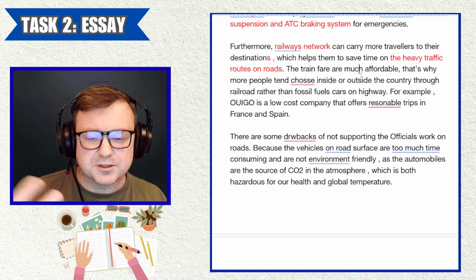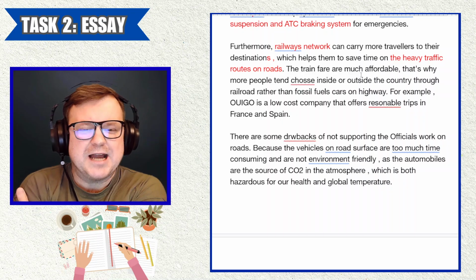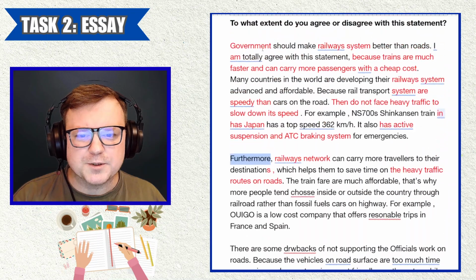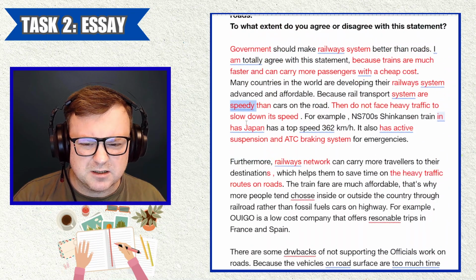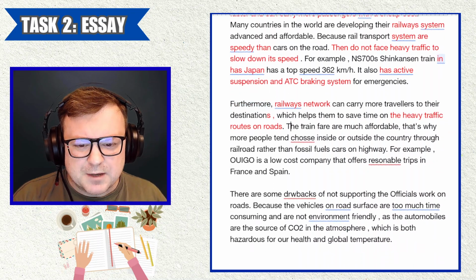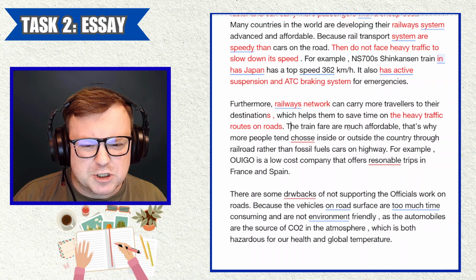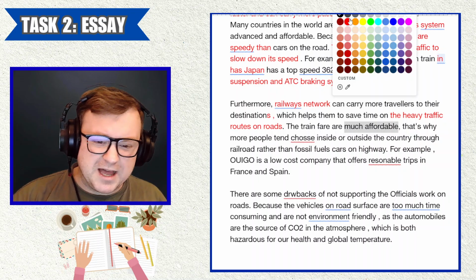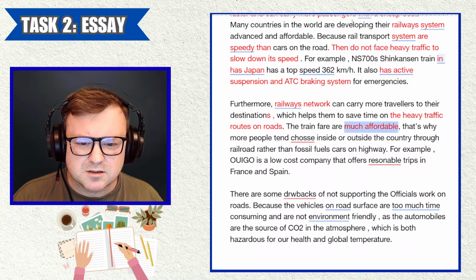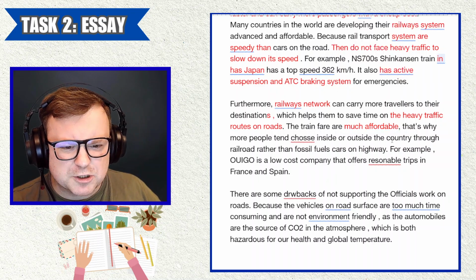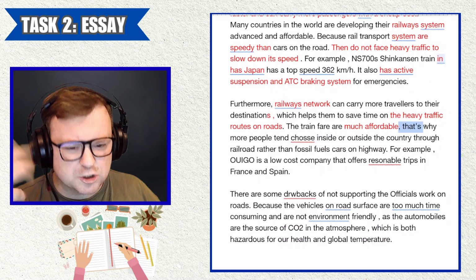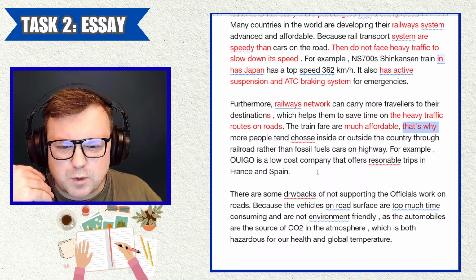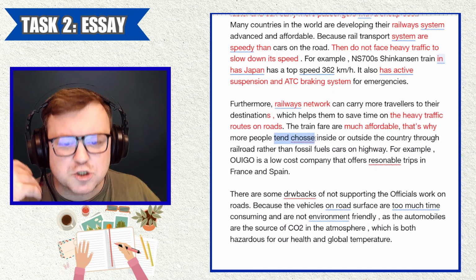I understand that the candidate here is saying that because the railway network can carry a lot of travellers, it means that they can do things faster. But this isn't a furthermore position because you've already said speedy than here. So I don't, yeah. Anyway, the train fare are much affordable. Much affordable? Very affordable? Much more affordable than petrol or gas? I don't know. The train fare are much affordable. Comma, that's why it should be full stop, and that's why is a little bit informal. That's why more people tend to choose.